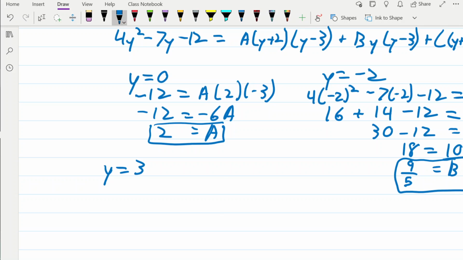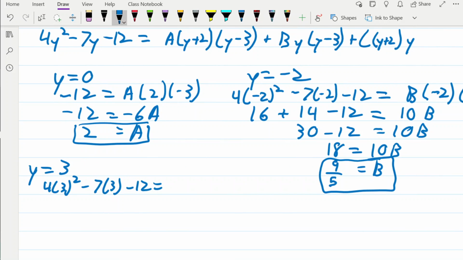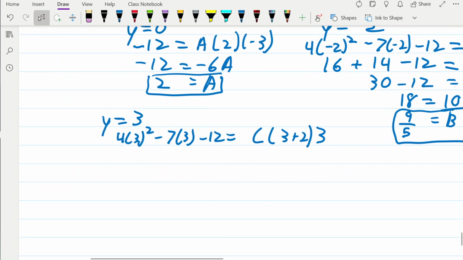Okay, so we're going to have 4 times 3 squared minus 7 times 3 minus 12 equals, our A is going to cancel out and B is going to cancel out. So we're going to be left with C times 3 plus 2 times 3. So 3 squared is going to be 9, so we're going to have 9 times 4, which is equal to 36, minus 3 times 7 is 21, minus 12 equals, you're going to have 5 on the inside, so 5 times 3 is going to be equal to 15C.